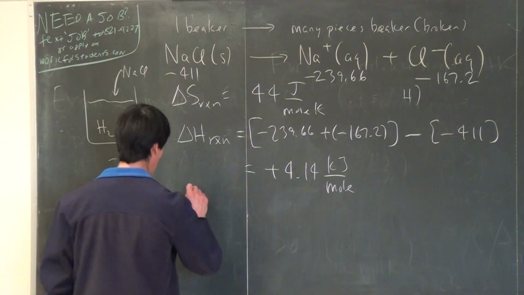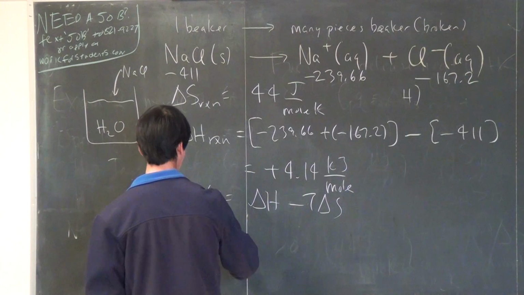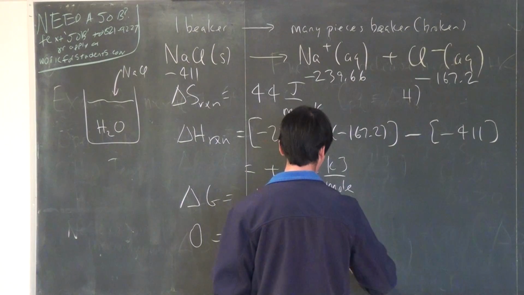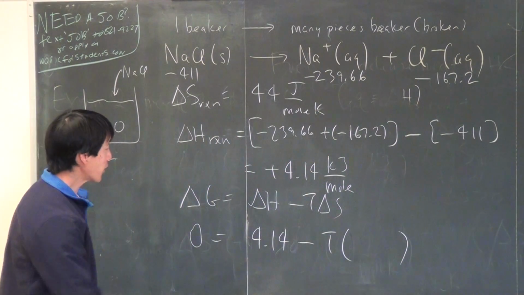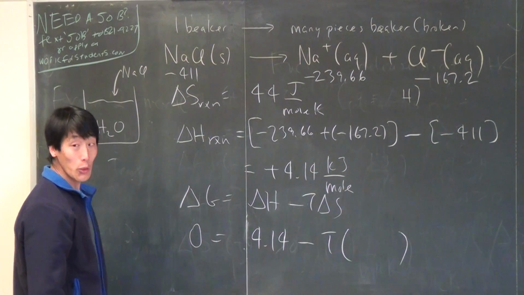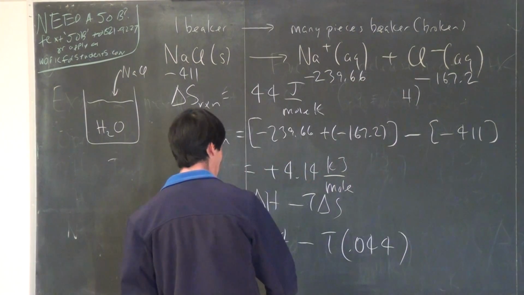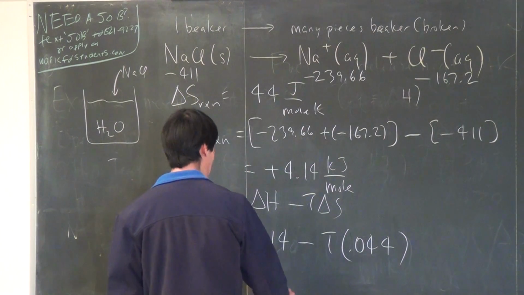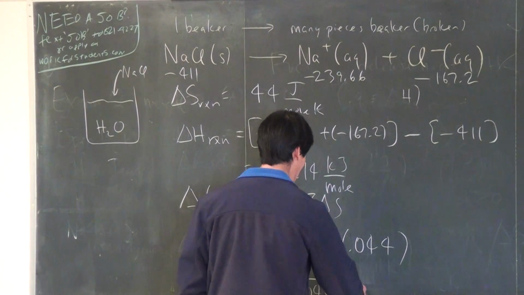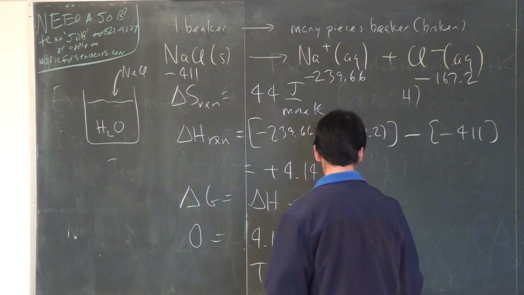Okay, so we can plug in our numbers here. So we have delta G, 0, equals delta H minus T delta S, so we have 0. For delta S, if this is in kilojoules per mole, we need to convert from 44 joules per mole per degree to kilojoules, so that's going to be 0.044. So if we solve for T, T is going to equal 4.14 divided by 0.044, and that's equal to 94 degrees Kelvin.